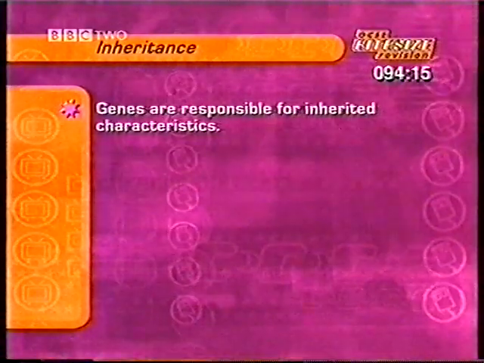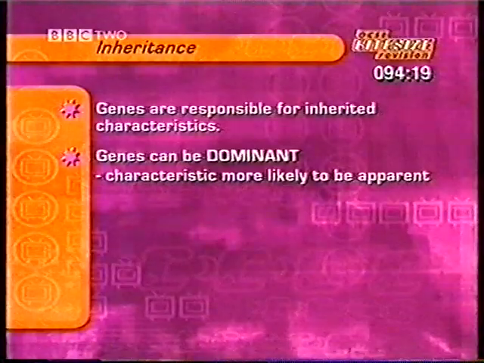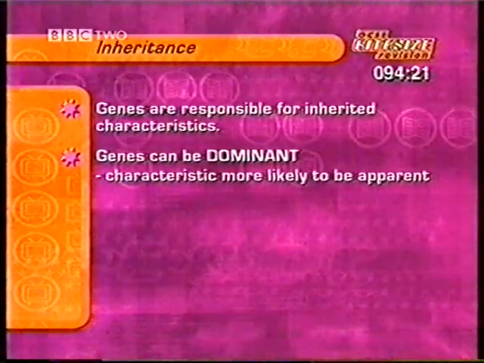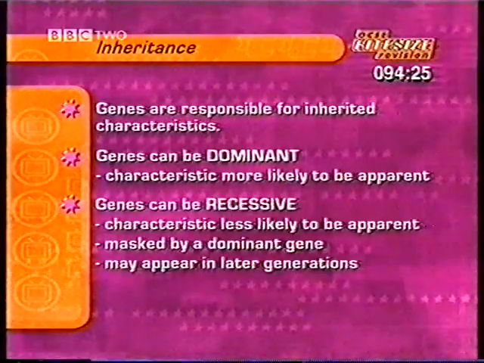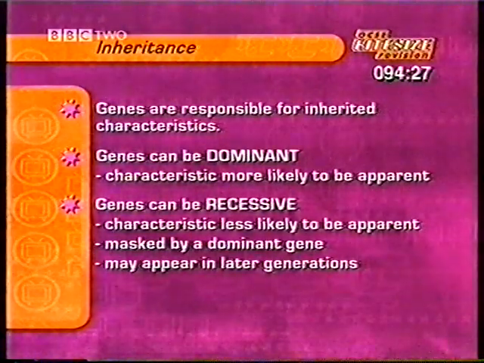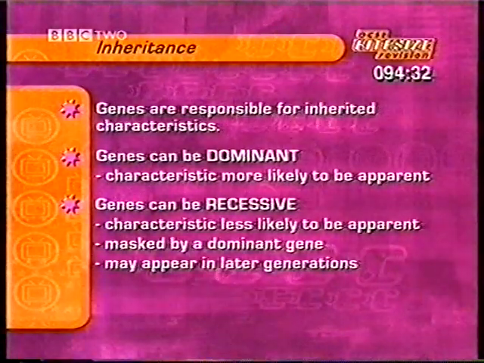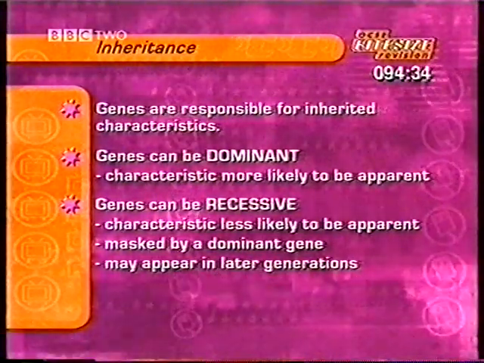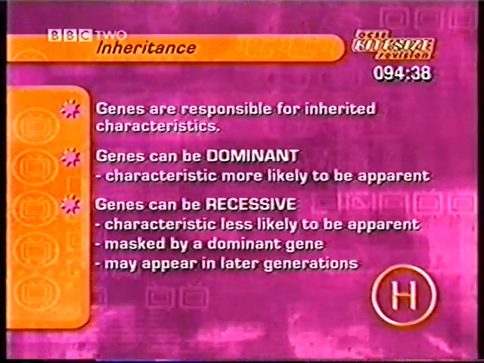We saw that genes are responsible for characteristics inherited from parents. Genes can be dominant, which means that characteristic is more likely to be apparent, or recessive, which means that characteristic is less likely to be apparent because it is masked by a dominant gene, although it may appear in later generations. There's more about inheritance in the higher tier science programme.